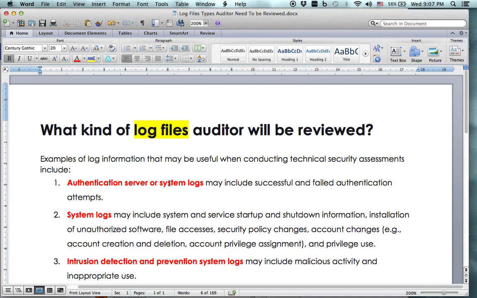Okay, this is the principle of the kinds of log files that an auditor needs to review when they are on fieldwork.